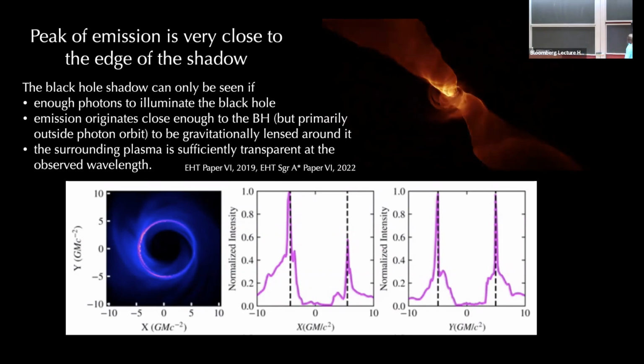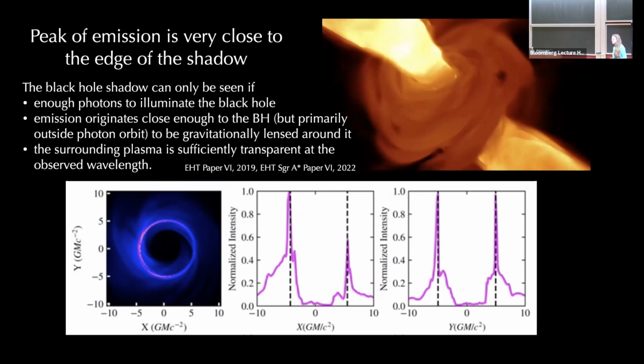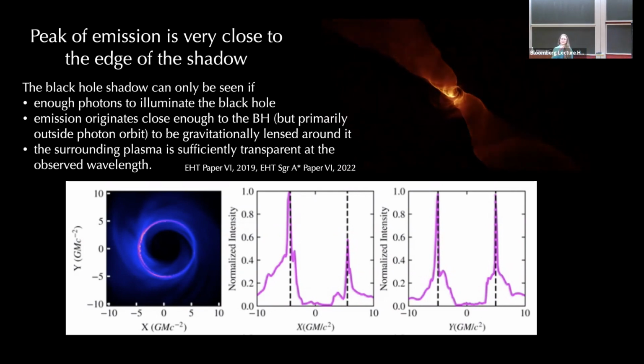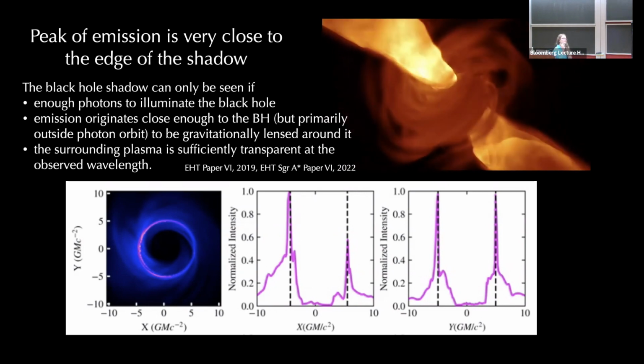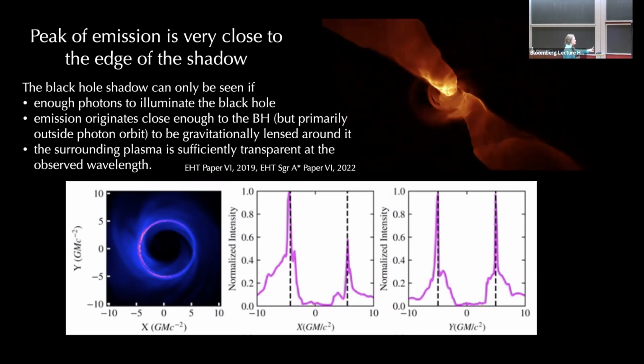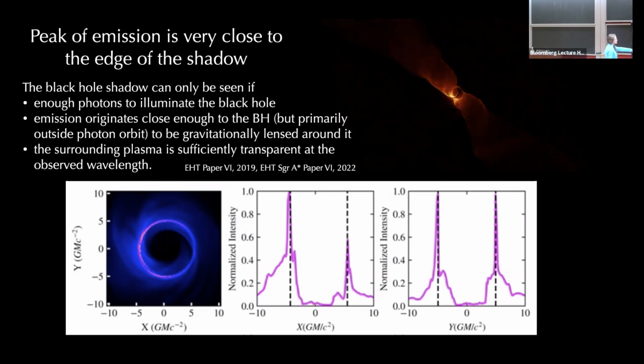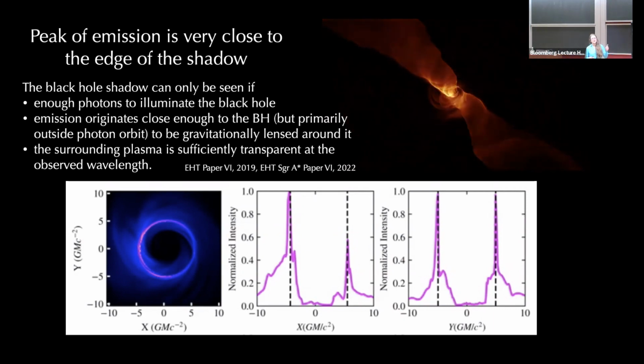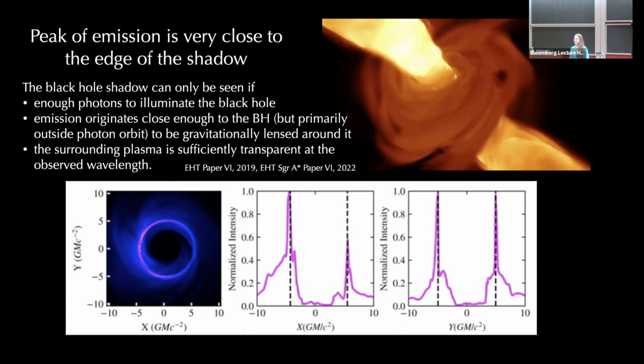So anyway, at the bottom here, I've included a different simulation. The point here is that I've also included, in the middle and rightmost panels, vertical and horizontal cross sections of the image on the left. And these dashed vertical lines are the analytically calculated black hole shadow boundary. So I'm going to play this.